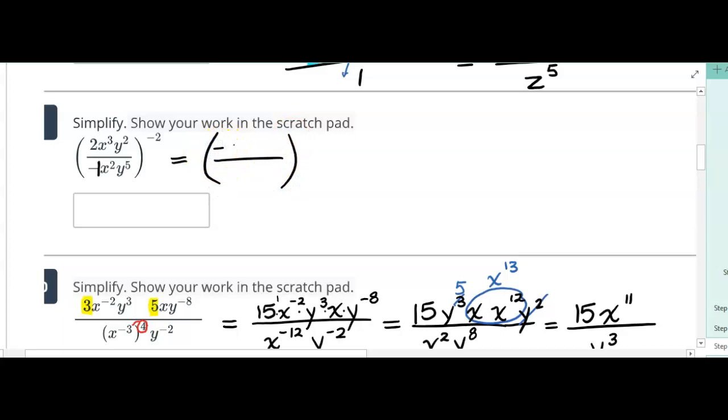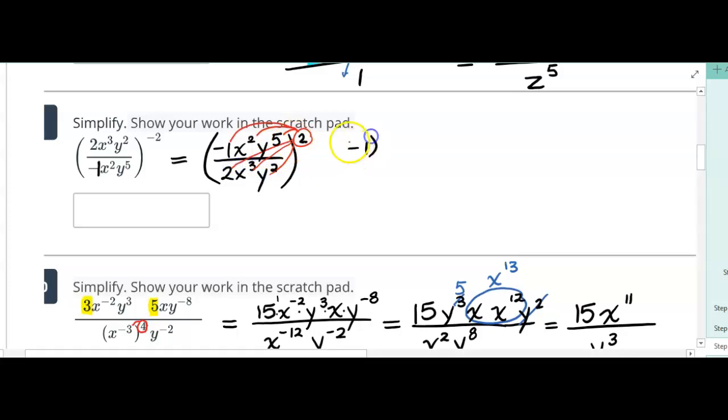I'm just going to rewrite it. -1 x squared y to the 5th, 2x cubed y squared, and that instantly changes this exponent to a +2. It's kind of like, do you want to distribute it and then move everything, or move everything and then distribute it? We're still going to apply this power to every single factor inside.